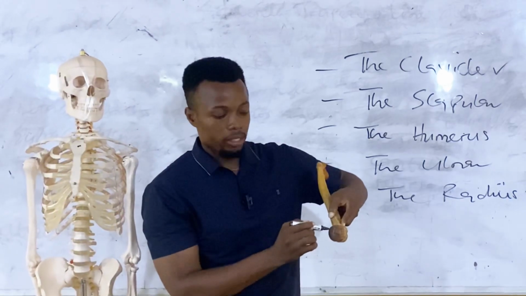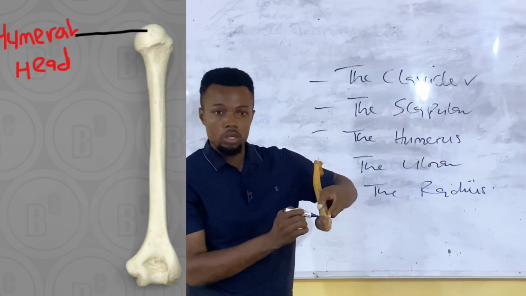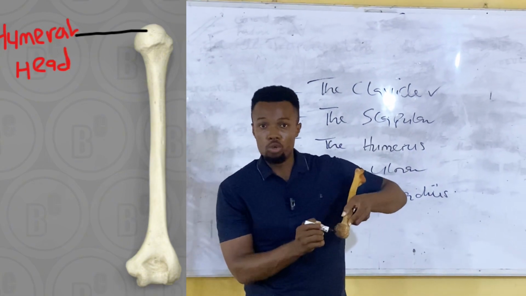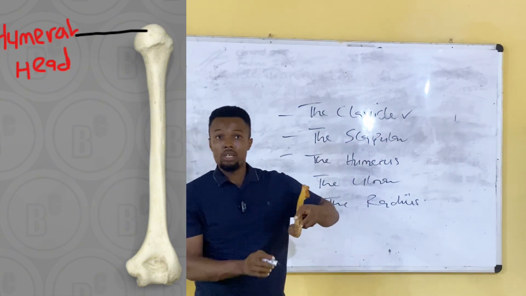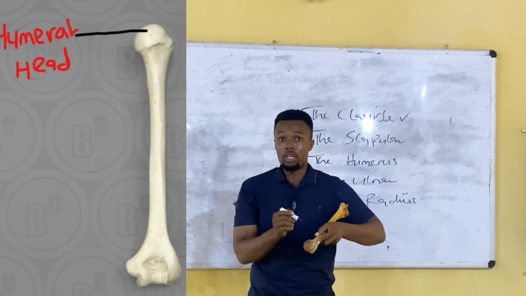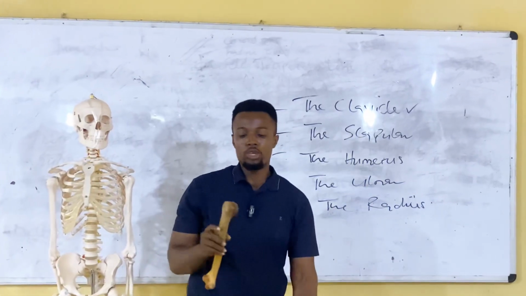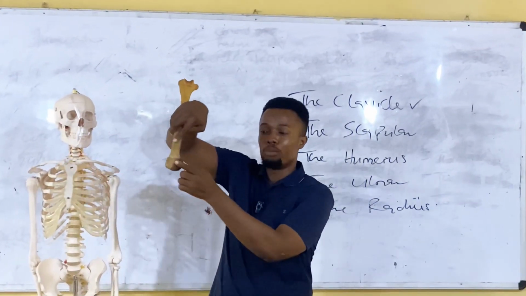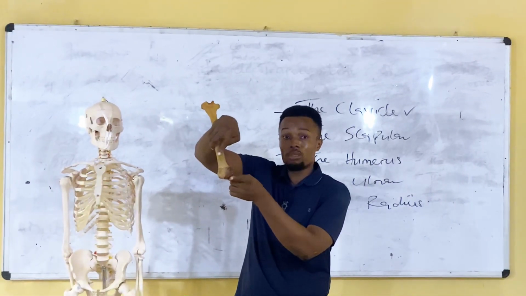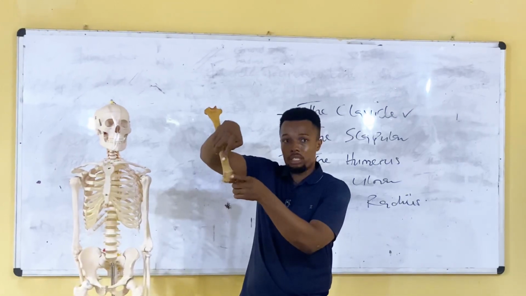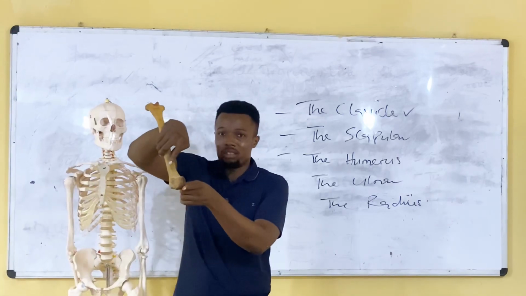You can see this part is known as the head of the humerus. It is this head of the humerus that articulates with the glenoid cavity of the scapula. So you can see the head of the humerus is very important because it forms an articular surface for the shoulder joint. So that is why this is very important.